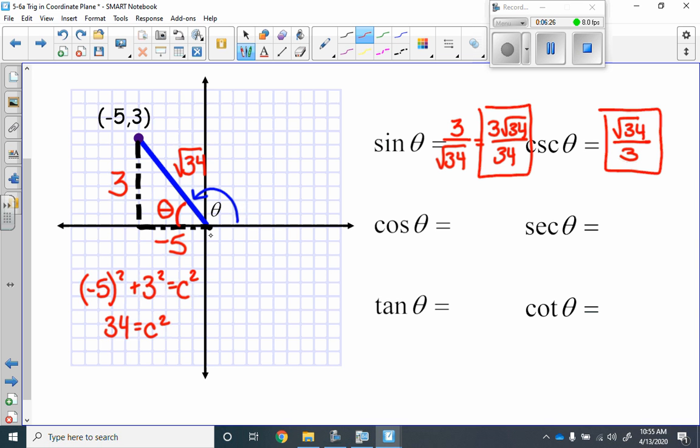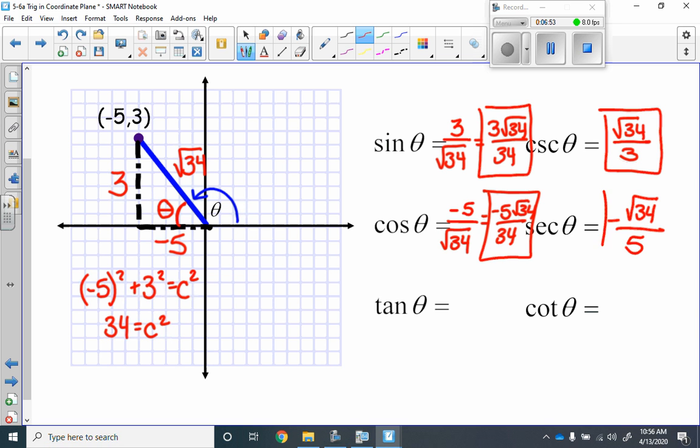Now when you get to cosine, though, the adjacent side is negative 5 divided by the square root of 34. So now you get negative 5 square roots of 34 over 34. Your cosine is negative versus on the previous problem where it was positive. Secant is going to be negative as well: square root of 34 over negative 5, which ends up making that value negative.